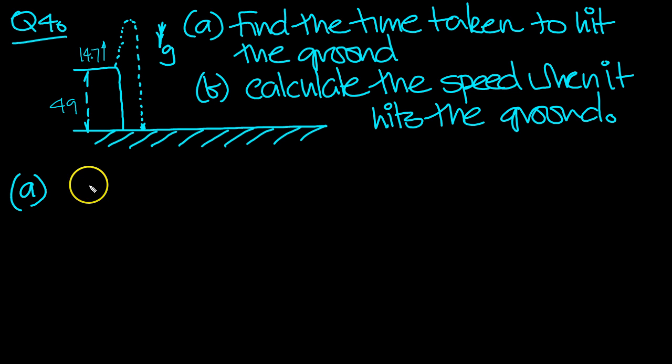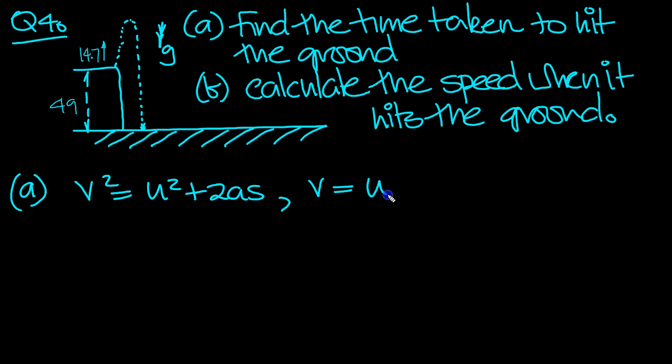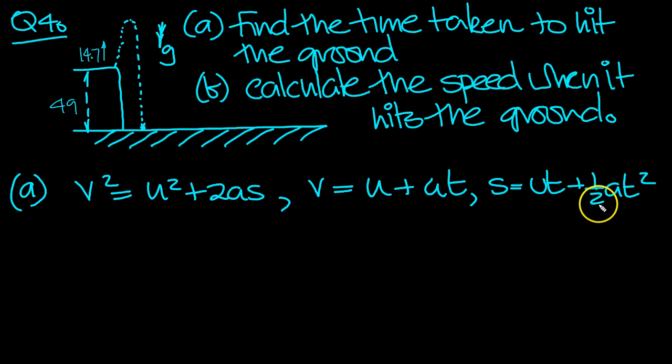So, what formula shall we use? We've got v squared equals u squared plus 2as. We know the s and we know the initial velocity, but we don't know the final velocity. We know v equals u plus a t, and then we also have s is equal to ut plus half a t squared. So this looks more promising, doesn't it? Calculate this, find the time taken to hit the ground.